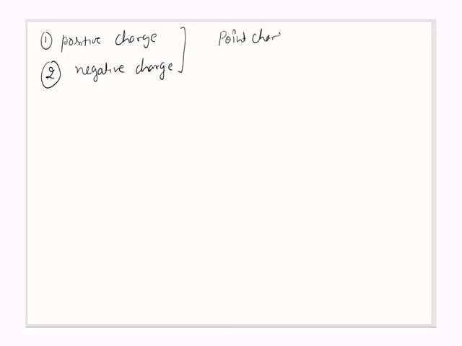point charge is. When the size of the bodies is small, as you can see, the red one, suppose this is one charged body and this is another charged body, and if the distance between them is much greater with respect to their sizes, then we call these charges point charges.